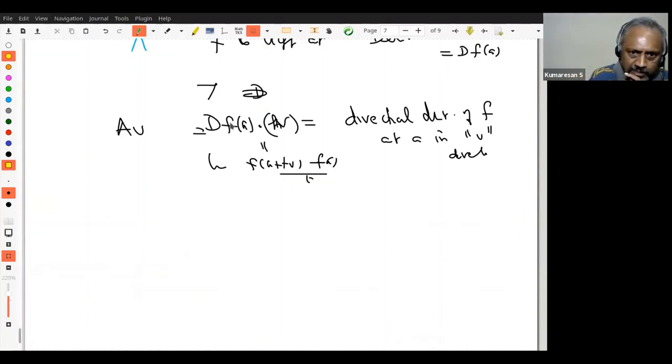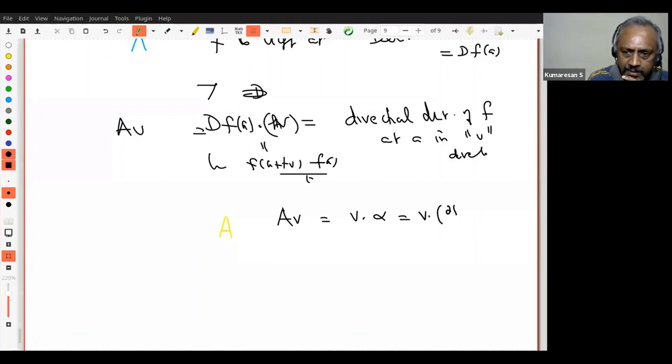Therefore, a acting on v is nothing other than v dot alpha. And what is alpha? That is the gradient, del f by del x1 at A, up to del f by del xn at A. You understand? So what do I want? This is the rate of change of f in the direction of v at A, that is given by this number. So I want to say when this number is maximum, right?